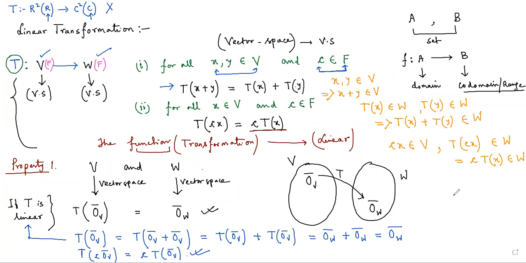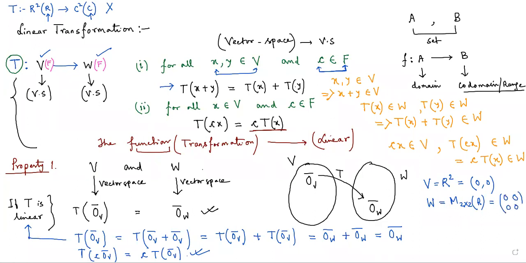Oh, property one means suppose you have R2. Okay, V is R2. What is the zero vector of R2? Can you tell me? I'm writing R2 in this manner. This is not R2, R2 is this. What is the zero vector of this? 0, 0. Okay. Suppose I'm taking W is equal to M2 cross 2R. What is the zero vector of that? Sir, 0, 0, 0, 0 matrix.